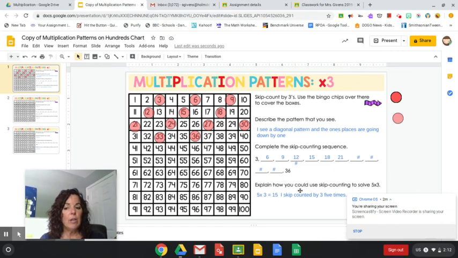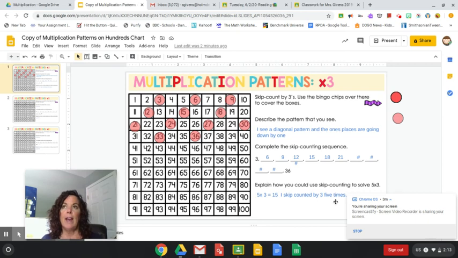Then it said, how can we use skip counting to solve 5 times 3? So what that means is we're just skip counting by 3 5 times. So all you have to do is we already did the part where we figured out the threes numbers, right? So I want to do 5 threes. So I just go 1, 2, 3, 4, 5, and the answer would be 15. So 5 times 3, if I skip count 5 times 3, I get 15. So I just wrote 5 times 3 equals 15, and I skip counted by 3 5 times.